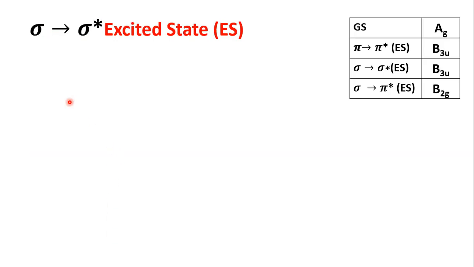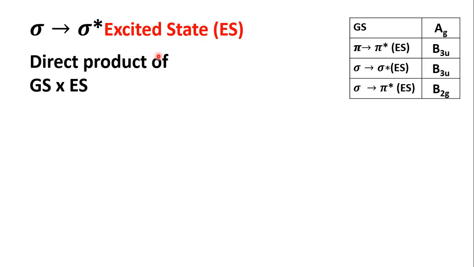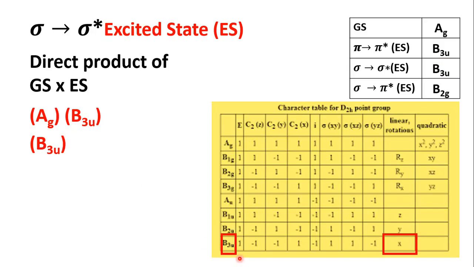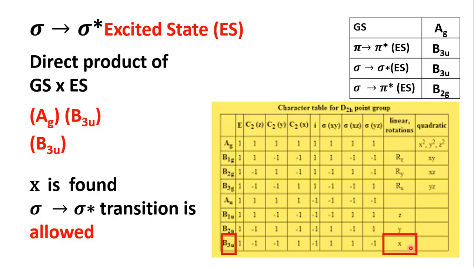Next we come to the sigma star excited state. Again you have to take the direct product of ground state and excited state. Ground state is Ag and for sigma star the excited state is B3U. So substitute B3U here. Ag is all positive characters. And when you multiply you get B3U once again. Look at the character table against B3U. You find x power 1, that is x. And since x is found, the sigma to sigma star transition is allowed.